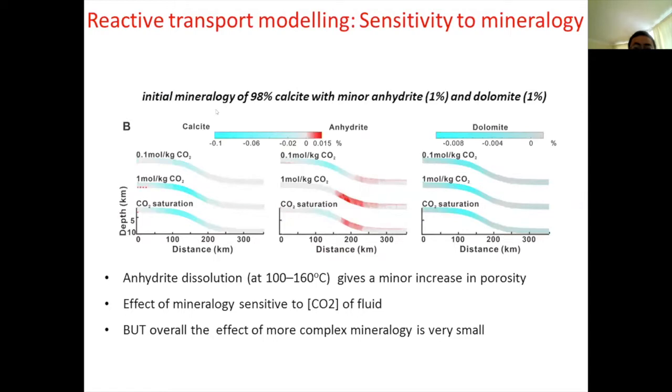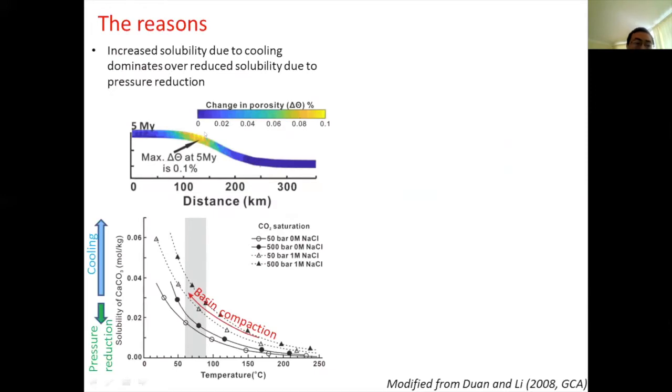We also test the mineralogy by adding a mineral amount of anhydrite and dolomite. The result shows that for different CO2 scenarios, no further increase of porosity can be observed in the distribution. Our result shows that during upward flow, compaction flow mainly causes calcite dissolution.